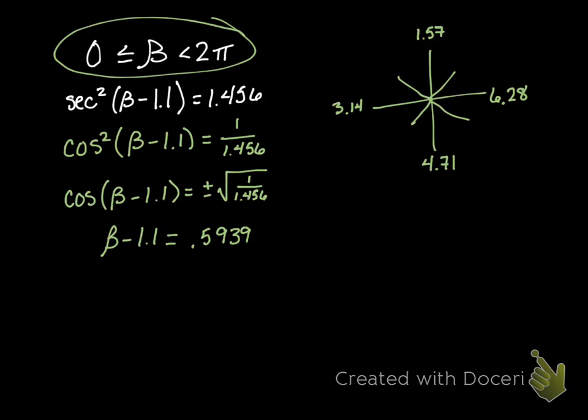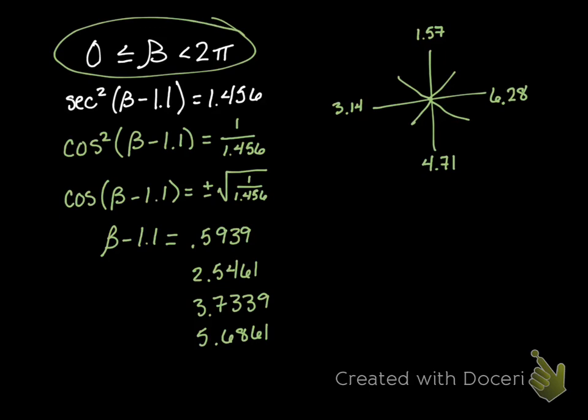Anyway, let's keep going. That's our first quadrant, so we'll take 3.14 minus 0.5939 to get our second angle in the second quadrant. And this should be 2.5461. 3.14 plus 0.5939, 3.7339, and 6.28 minus 0.5939 with these reference angles here, 5.6861. And those are our 4 angles we're going to be using.